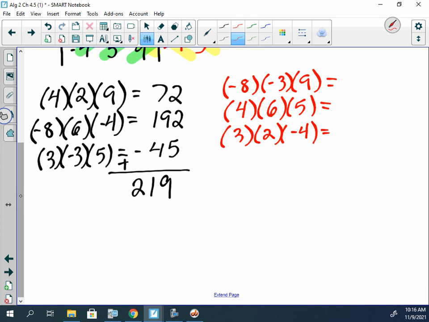8 times 3, well, any way we do is what? 216. That's going to be a little challenging no matter how we slice it. 6 times 5 is 30. Times 4 is, and the last one, 3 times negative 4 is, and we'll add these 3 together.